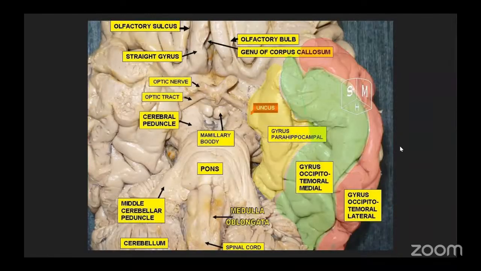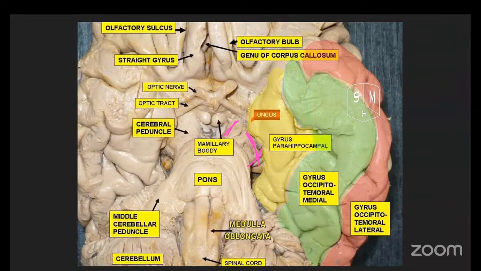Okay. This is a beautiful dissection. You can see all the relevant structures now on the inferior surface. We have the parahippocampal gyrus. The green one is the fusiform gyrus. And you can see the uncus, which is the medialmost portion. You can also see the crura here, and right here we are going to have the crural cisterns. You can see the mammillary bodies, the optic tracts, the optic nerve.